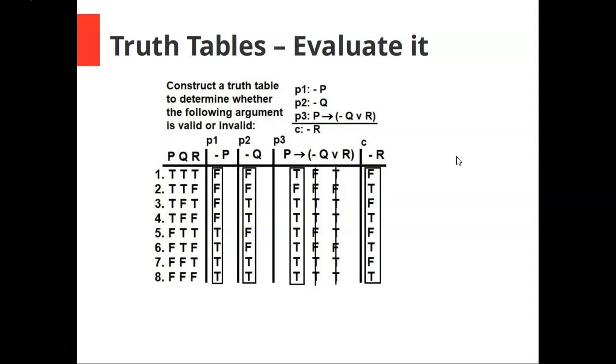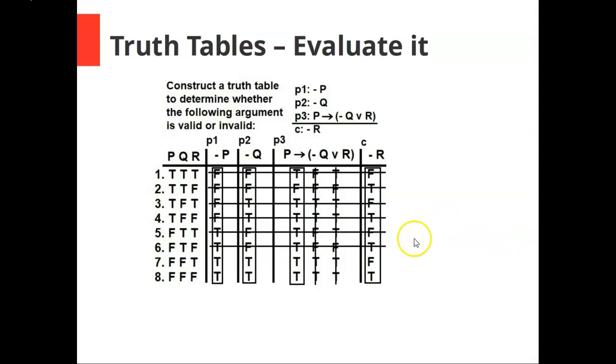In what rows are all of the premises true? Not 1, or 2, or 3, or 4, or 5, or 6. In 1 through 6, at least one of the premises is false. But in 7 and 8, all of the premises, premise 1, 2, and 3, are true. So we do care about 7 and 8. But we don't care about the rest.